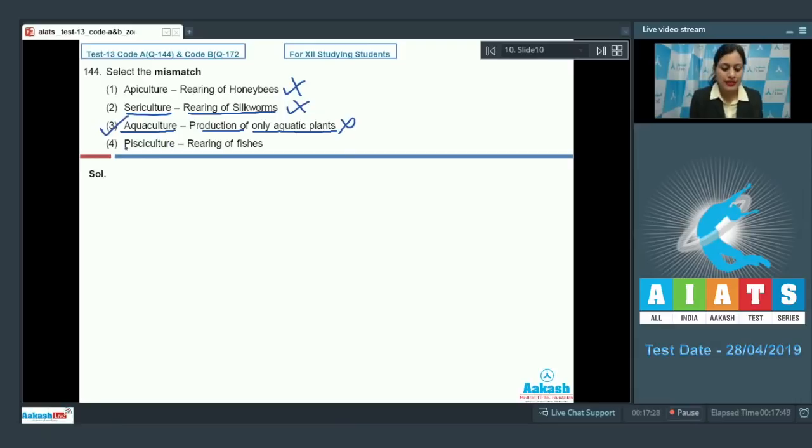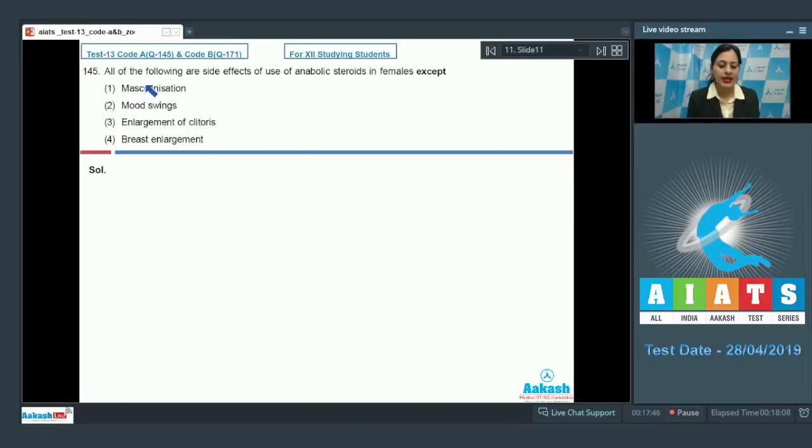The last match given is pisciculture, and the match given is rearing of fishes. And as it is also a correct match, so this cannot be a correct answer to our question because pisciculture is rearing of only fishes. So the correct answer to this question is option number 3. Let's discuss our next question.